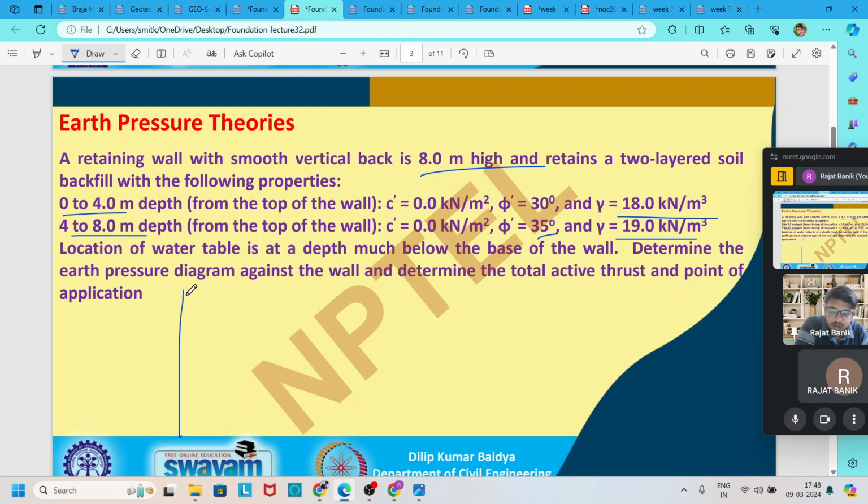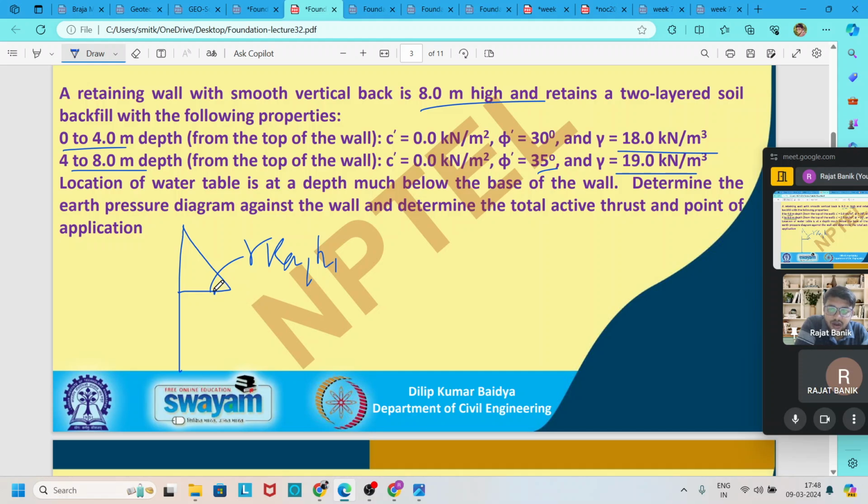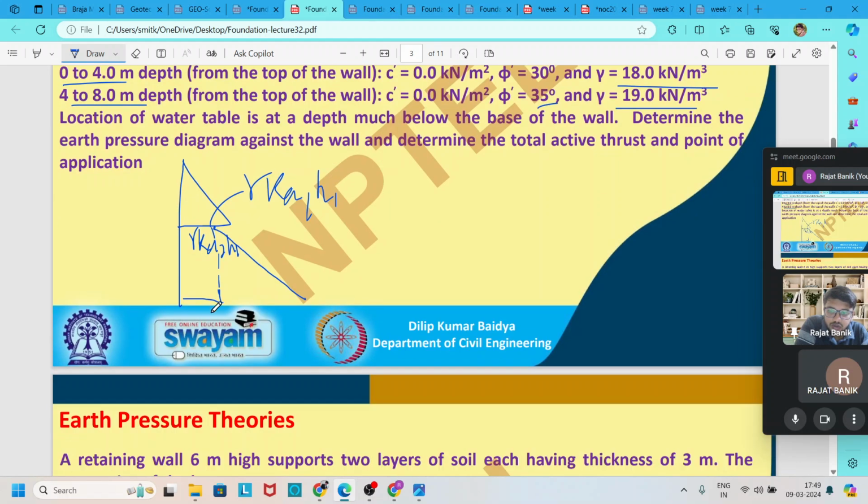So here to here the pressure diagram is gamma Ka1 H1 for the first layer. Then here it is changed. Again the pressure there is gamma Ka2 H1. From here to here it becomes the same, and it is gamma Ka2 H2.